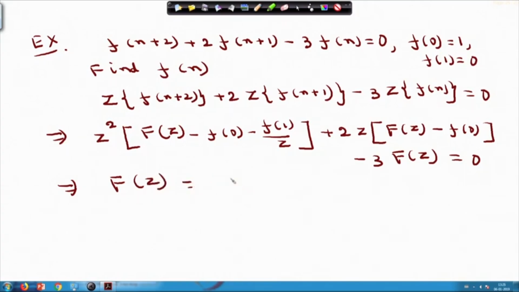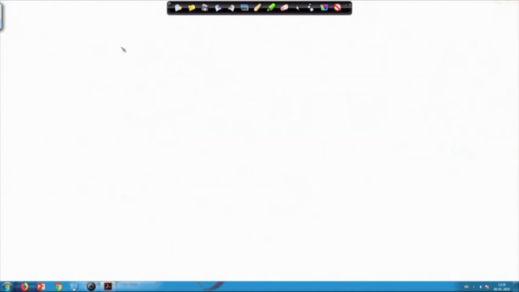My F z will be then z square plus twice z by z square plus twice z minus 3. You please check it up whether it is proper or not. Substitute f0 equals 1 and f1 equals 0, and then by simplifying I will obtain F z equals z square plus twice z by z square plus twice z minus 3. So, let me rewrite, that is F z equals z square plus twice z divided by z square plus twice z minus 3.